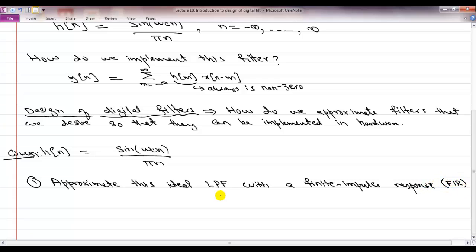Or FIR, which is the term that is often used, filter. That is one of the techniques for designing a filter. You start with something that is ideal, that cannot be implemented, and using very systematic approaches, you reduce it to a finite impulse response filter, or what's commonly called an FIR filter. So let's first formally define what is an FIR filter.